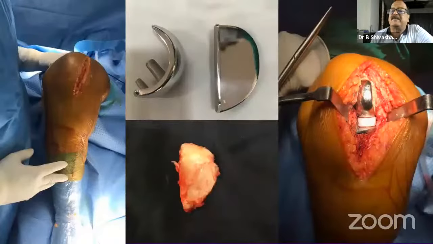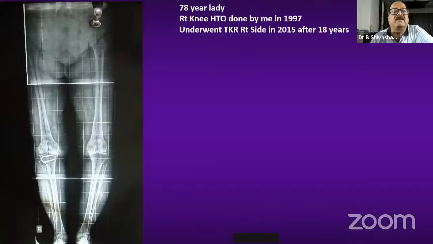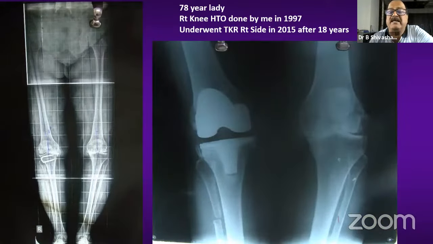Even partial replacement is a type of knee preserving surgery, unless you are doing a total hip replacement. That's good. This is the last case I am showing. An interesting case. I had done HTO on the right side in 1997. She underwent TKR in 2015 after 18 years. And unfortunately, she had a lot of complications on the right side.